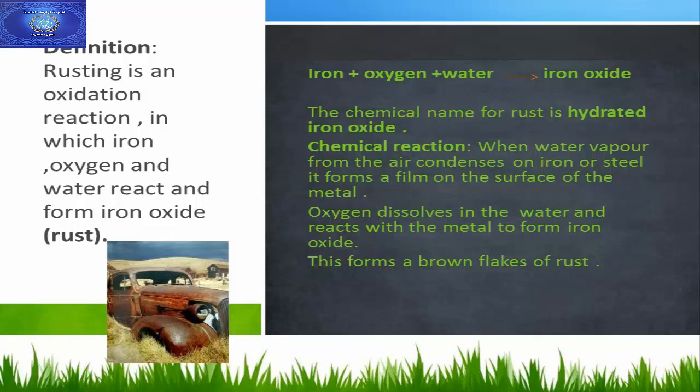So what are the reactants here? Iron, oxygen and water. What is the product? Iron oxide. The chemical name of this iron oxide is hydrated iron oxide, because water is present. So how is the chemical reaction happening? The water vapor from the air, because in the air there is water vapor, will come on the iron or steel material.